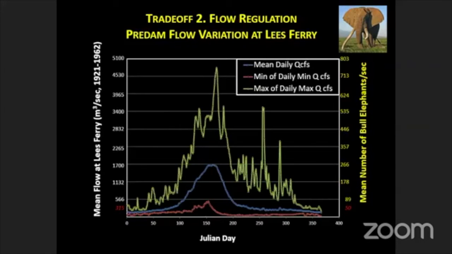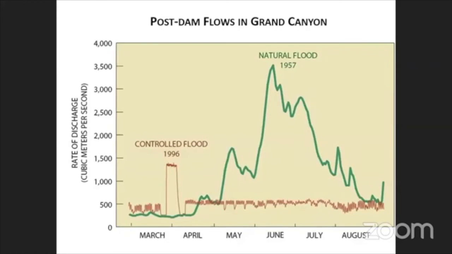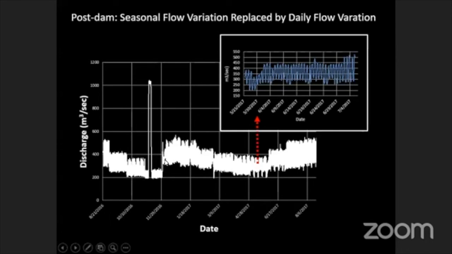So most of the daily operations are about daily flow fluctuations. There is a little bit of seasonality, high flows in the winter, high flows in the summer, but really very little variation in flow. So we've taken this highly flood-prone ecosystem and transformed it into a very stabilized flow system.